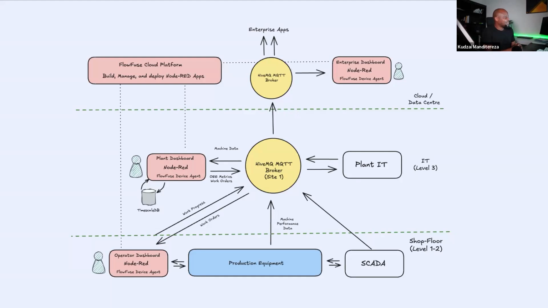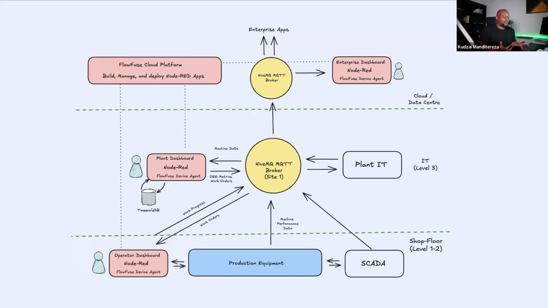So what you see there is a Node-RED instance at level 3. Typically, if you're within a site, this is where you've got your plant manager or whoever is managing that operation. They also want to be able to see how effectively equipment is executing on that work order. So this is where we talk about this idea of OEE.